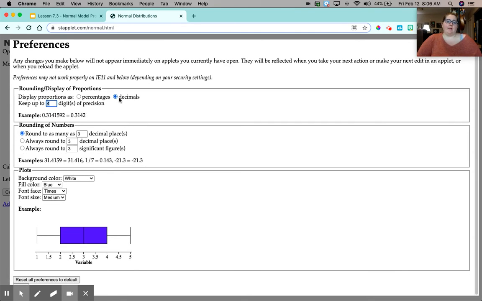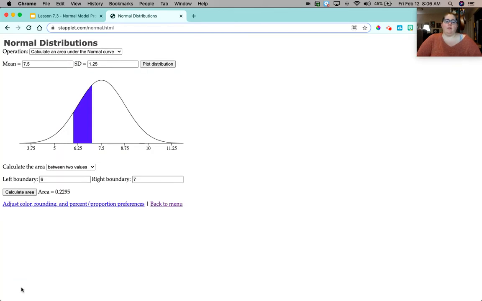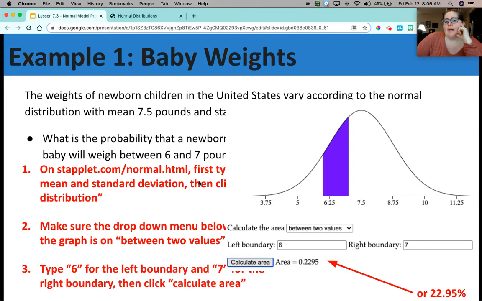You can also pick how many digits you want it to round to. I'm going to keep mine at decimals and 4 decimal places because that's where I had it. If you also wanted to, you could change the color of your shading. That's extra. And then at the very bottom here, make sure that you put done so that it actually saves that. And now when you calculate areas, it'll use your preferences. So I just wanted to mention that in case yours is not giving you the decimal version automatically, you can change that. Or if you wanted a percentage, you could change it to percentage. So that is how we do a between.